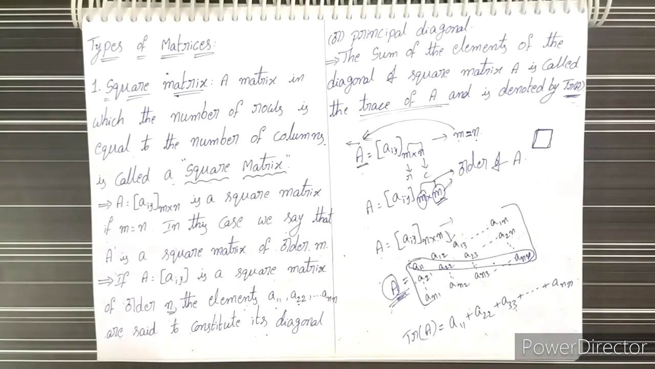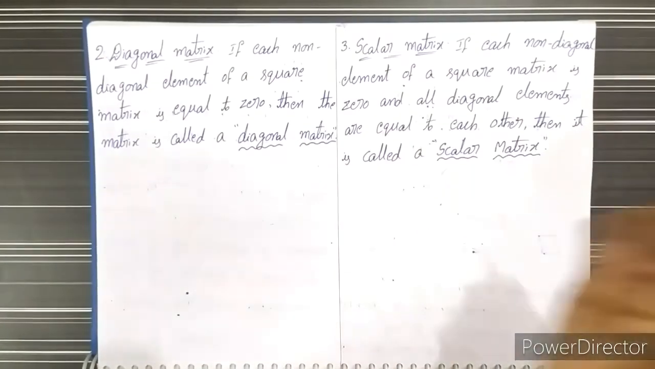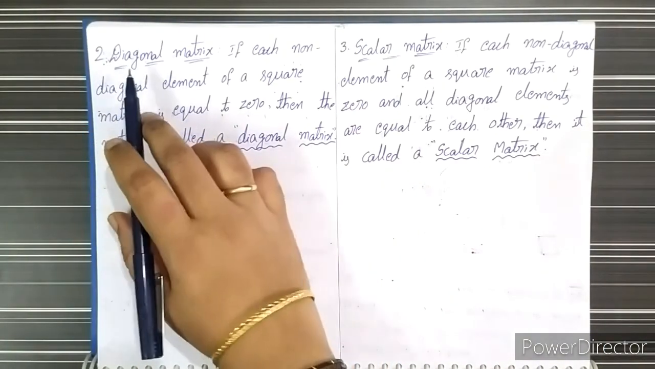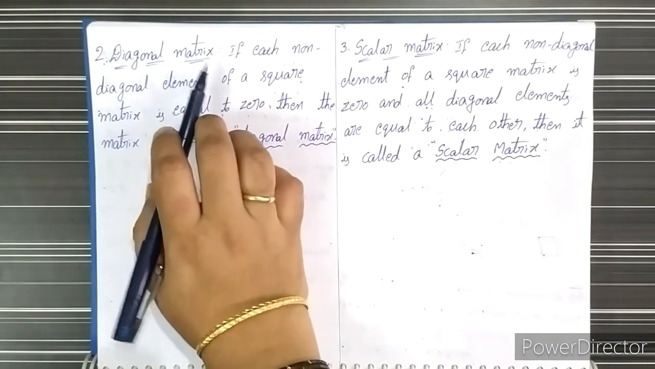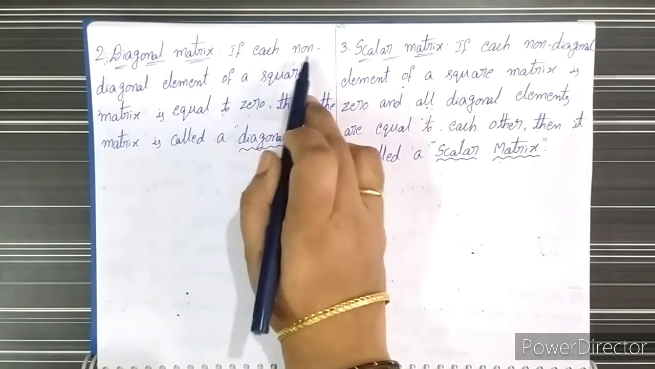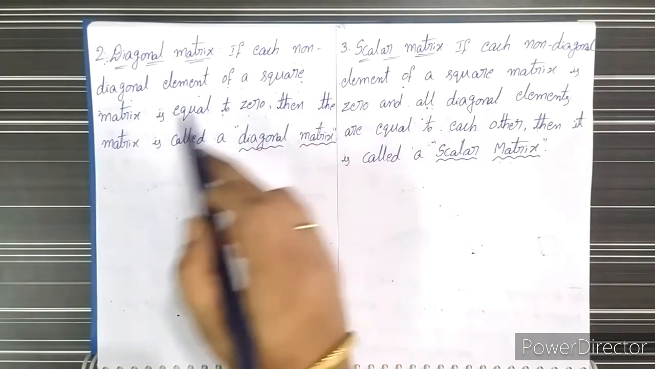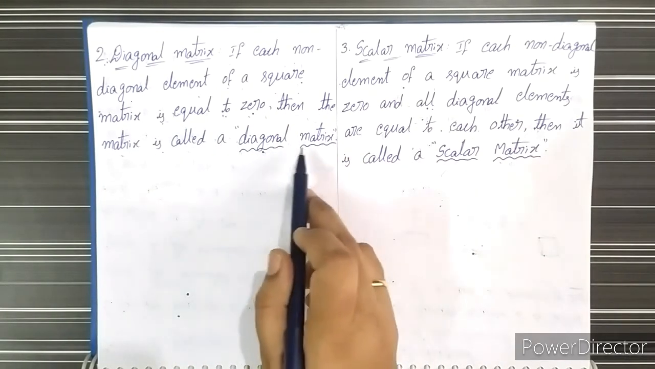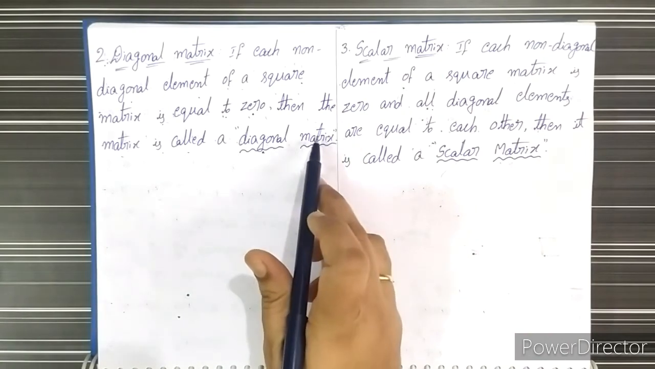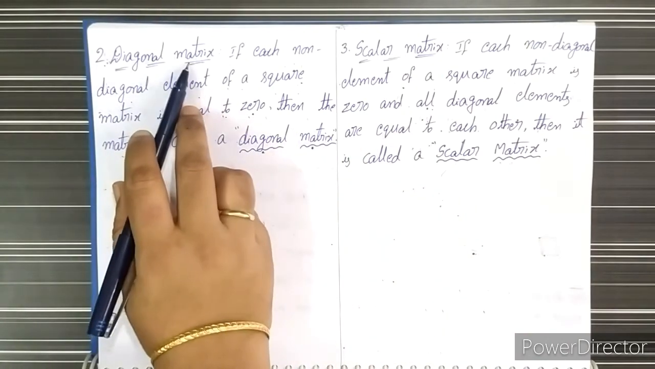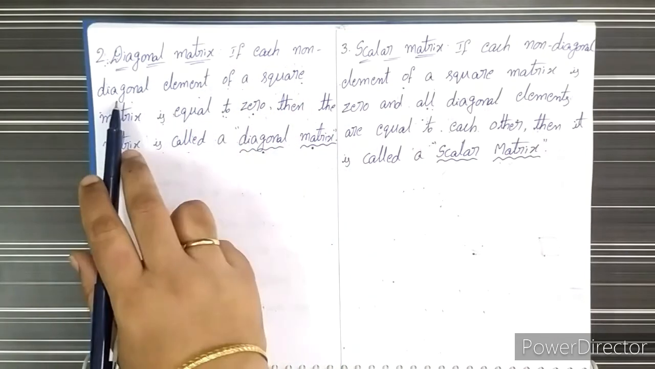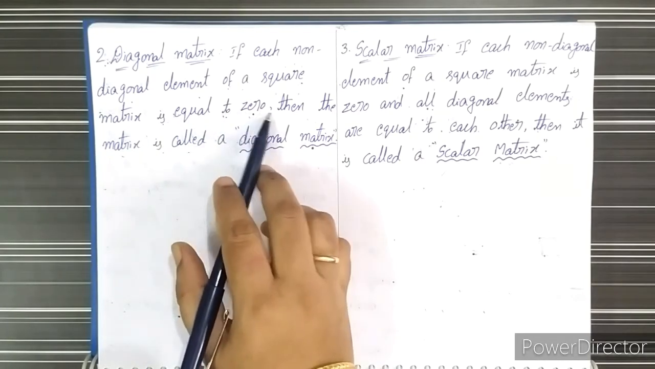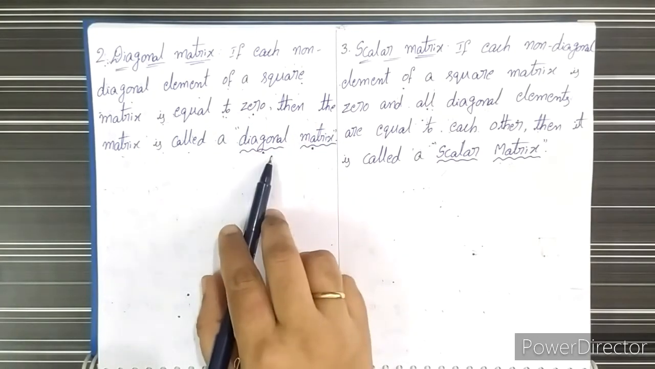Next, the second type of matrix is the diagonal matrix. The definition is, if each non-diagonal element of a square matrix is equal to 0, then the matrix is called a diagonal matrix. The definition of a diagonal matrix means, if each non-diagonal element of a square matrix is equal to 0, then the matrix is called a diagonal matrix.